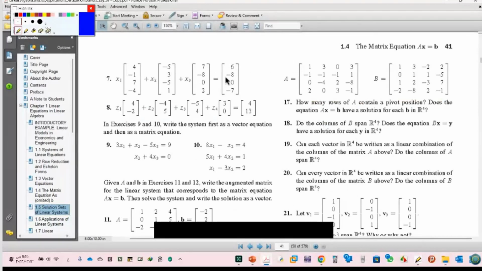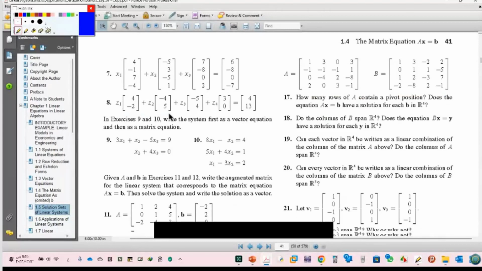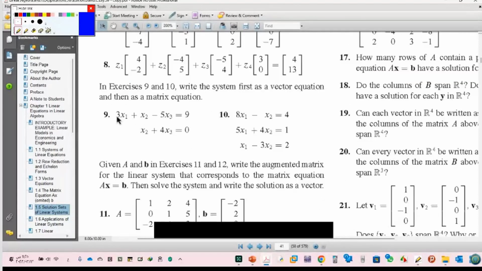So you have a vector. You have to write the matrix. If I have a matrix, I have to write it as a vector. Now, in exercises 9 and 10, write the system first as a vector equation and then as a matrix. So here we have a double question. I have equations that I have to write as a vector, and then as a matrix.